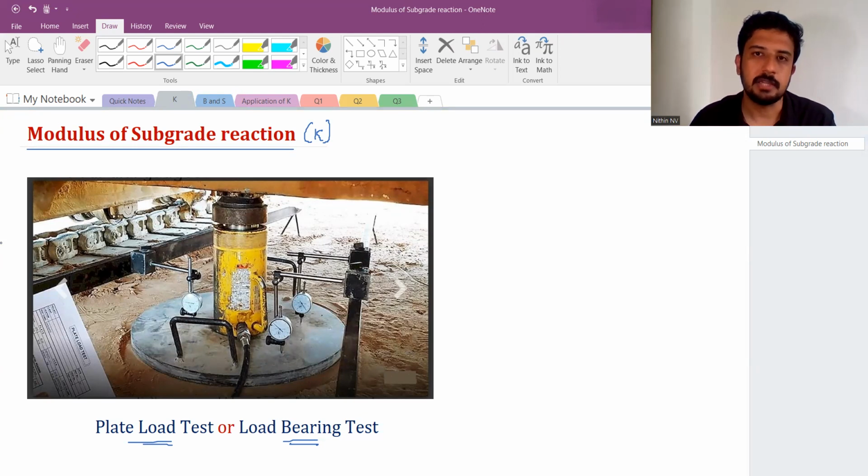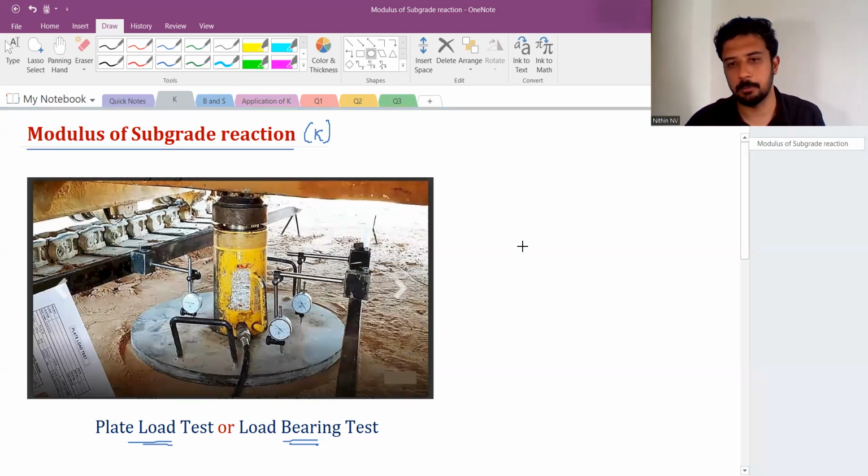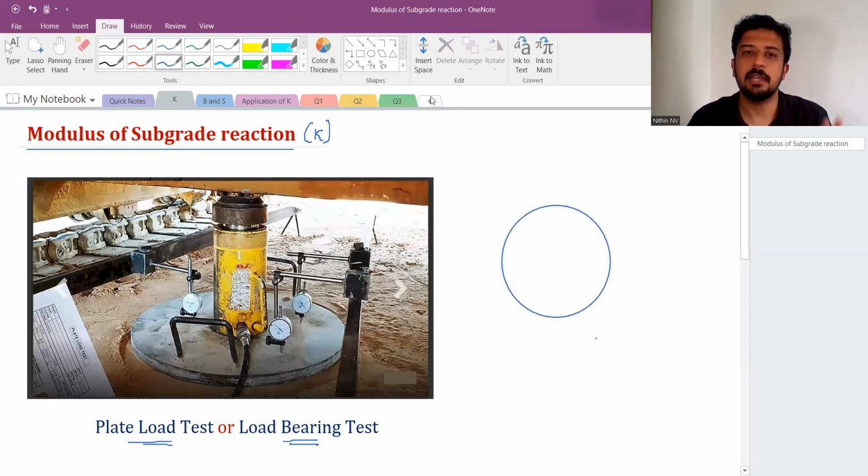Now, previously we were using a square plate, which I have shown you just now. Right now, we are going to use a circular plate. You can see here, right? A mild steel plate we are using, which is of circular shape. Now, whenever we are having a circular plate, generally using the diameter of that plate, we'll be denoting that plate.